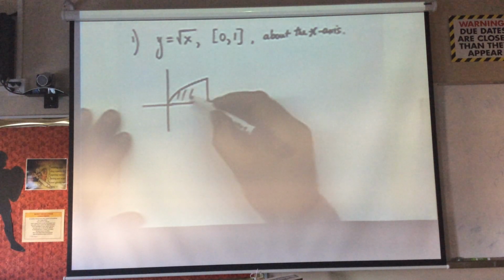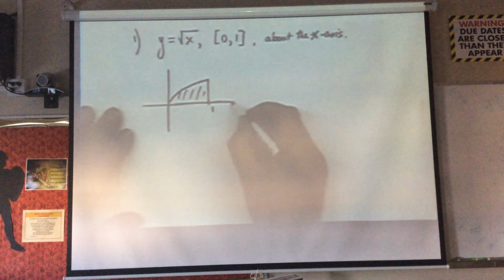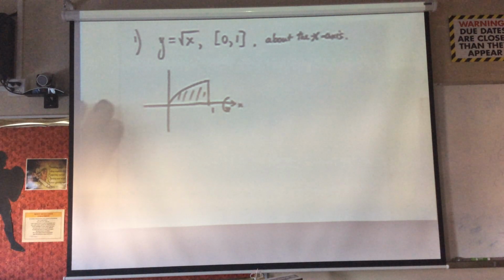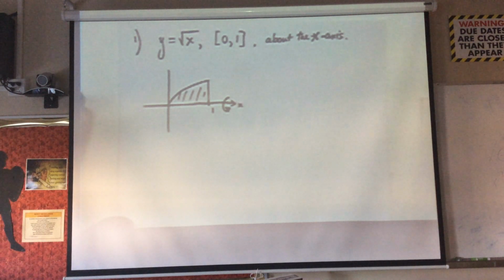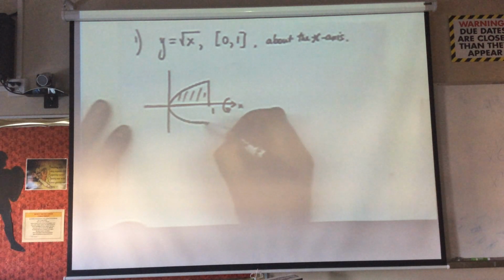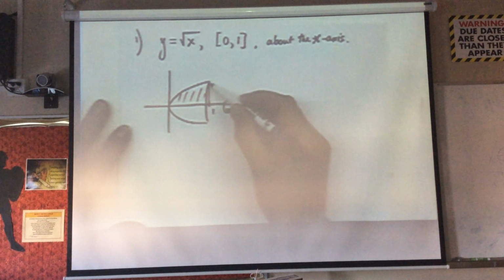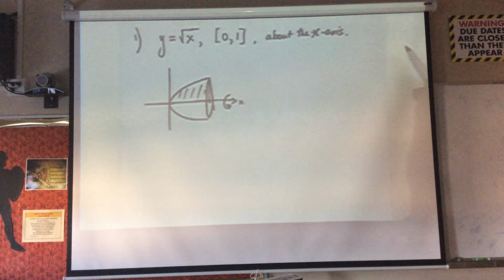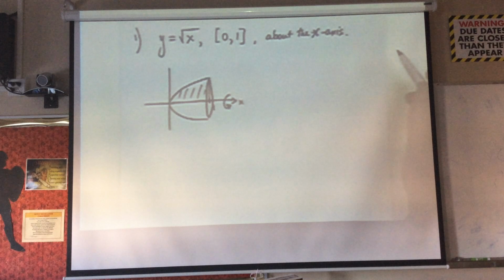I have this area over here that I have to rotate, and I'm rotating this about the x-axis. Do you understand the picture? Yes or no? So when you rotate this about the x-axis, again, you'll get this shape, and this will be a solid piece, one nice solid piece when you rotate. But here's my question. What is your cross-section?